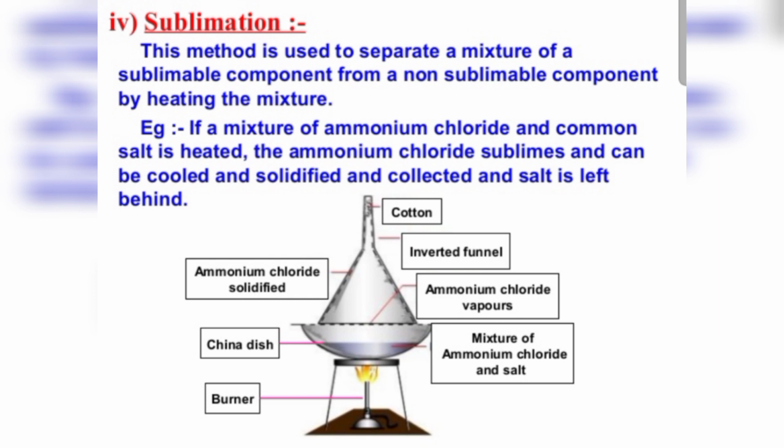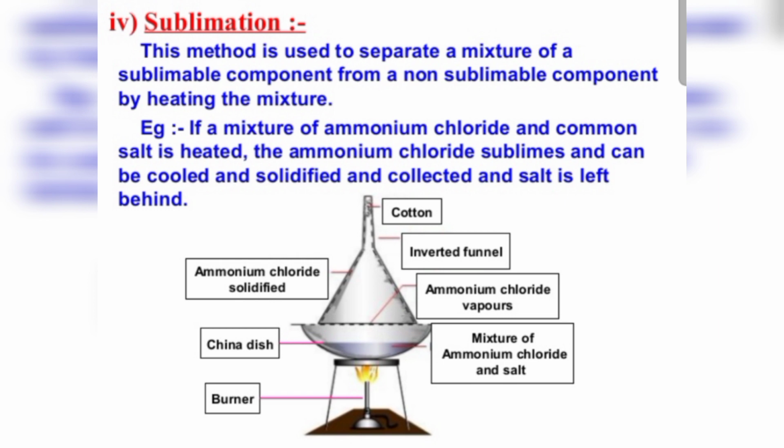Then you will observe that ammonium chloride vaporizes quickly to dense white fumes and condenses on the cooler portion, that is the top part of the funnel, and white fine powder is collected on the inner lining of the inverted funnel. When the mixture stops giving fumes, then turn off the burner and scrape the white powder. Hence, pure ammonium chloride is collected and salt is left behind in the china dish.